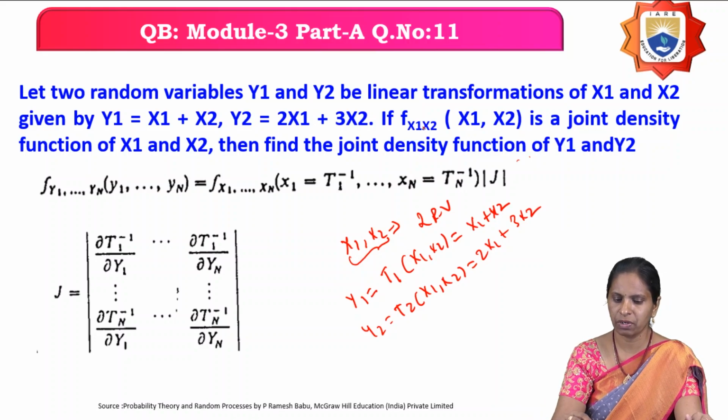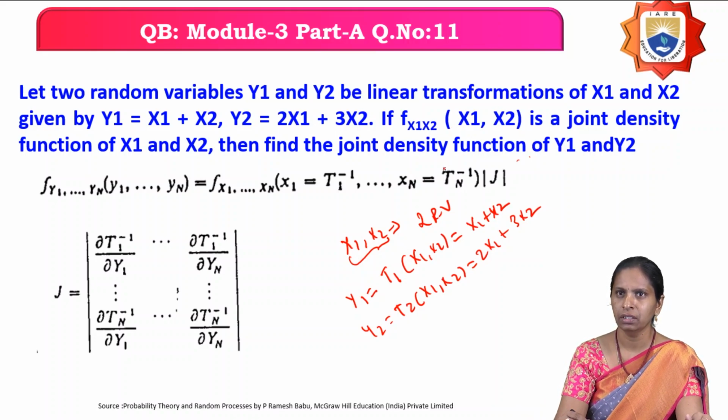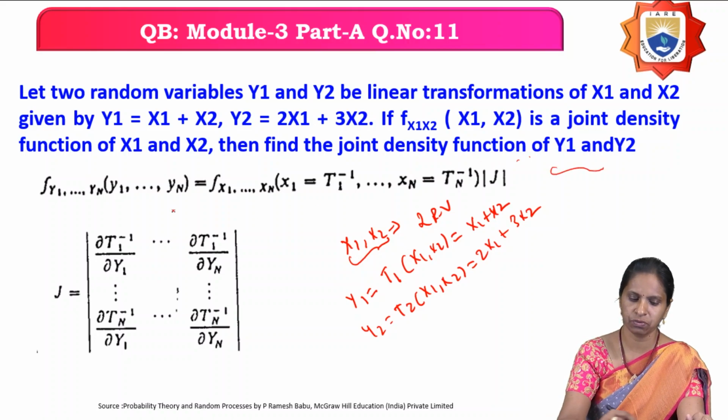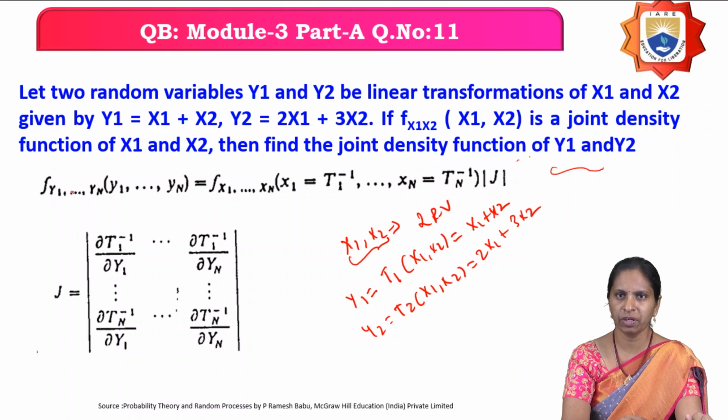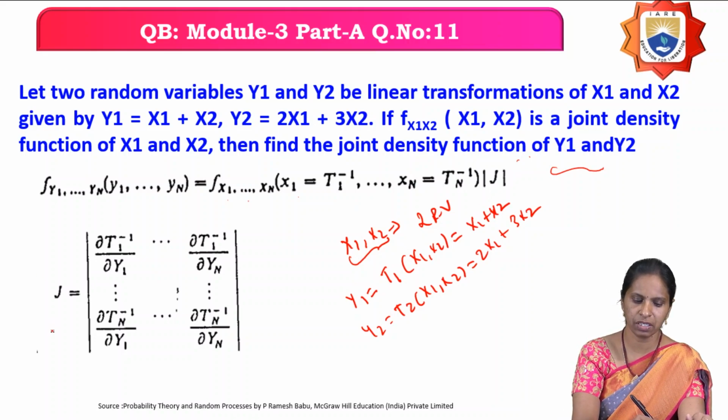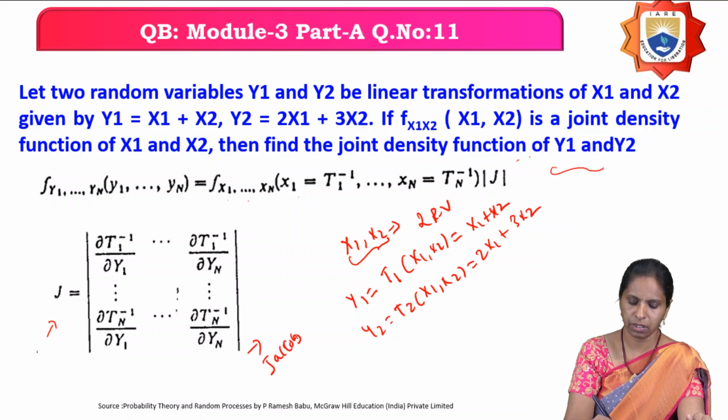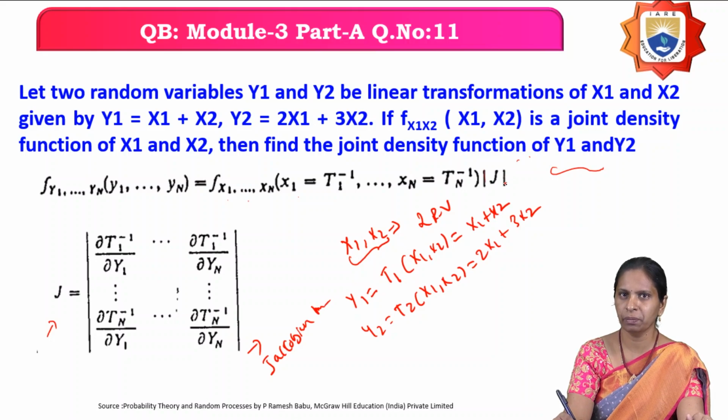So if f_x1,x2 is the density function, then you have to calculate the density function of the transformed random variables. What is the formula here? If there are n random variables, then what is the formula? f_y1,y2,...,yn(y1 to yn) equals f_x1,x2,...,xn(x1 equals T1 inverse, and so on, xn equals Tn inverse) into mod J. Here J is called the Jacobian matrix. Nothing but you have to calculate the determinant of the Jacobian matrix.